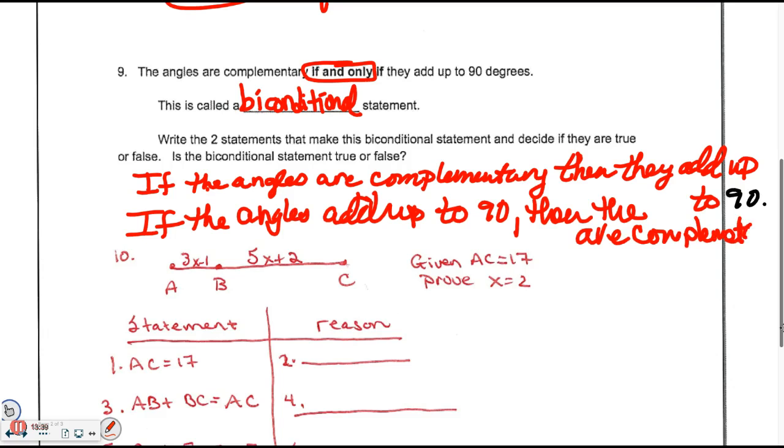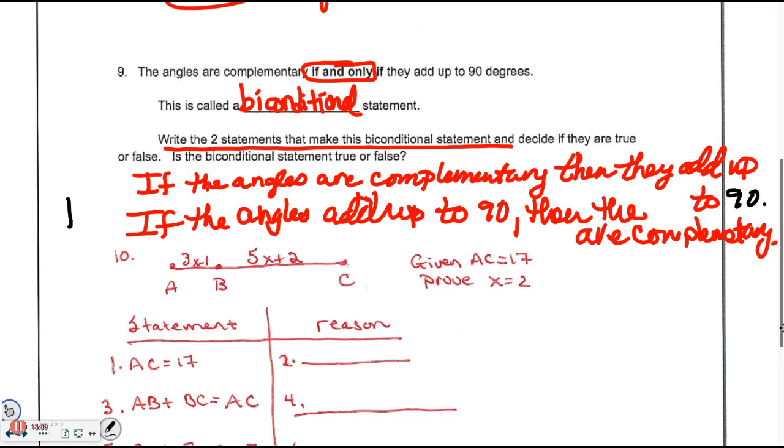So we write the original and the converse when it says, write the two statements that make this one. So if I said, I cry if and only if I am sad, I'd say, if I cry, then I'm sad. If I'm sad, then I cry. You just write them as two separate statements. It says, is this true or false?